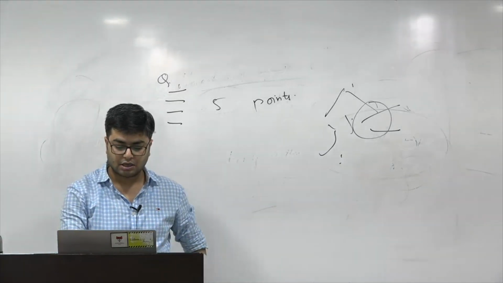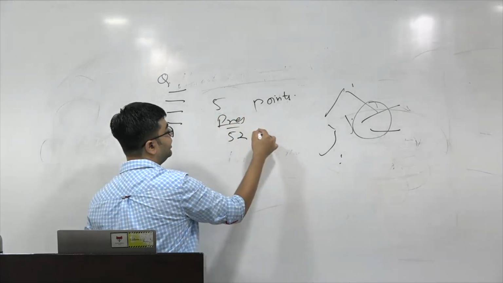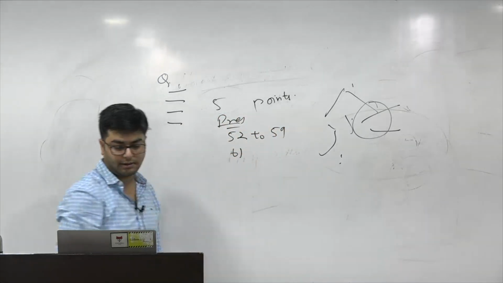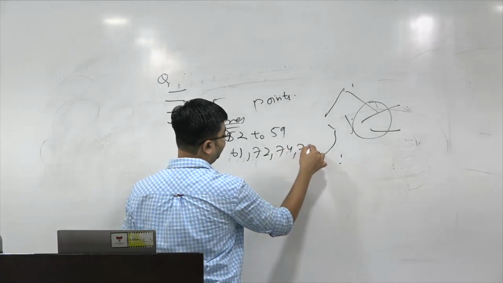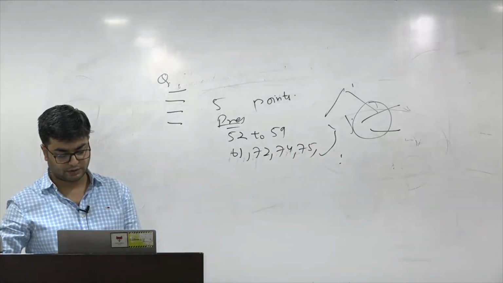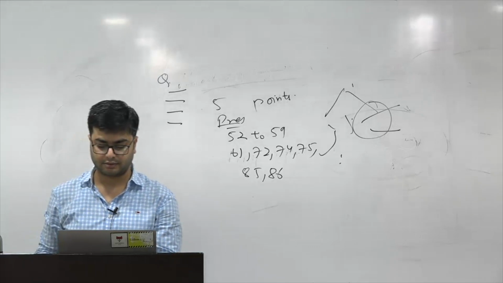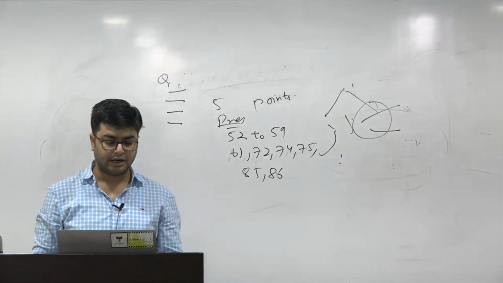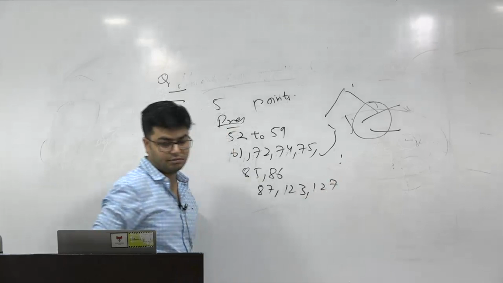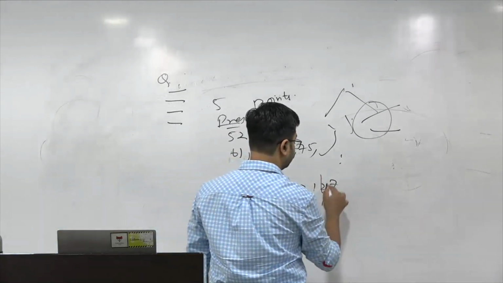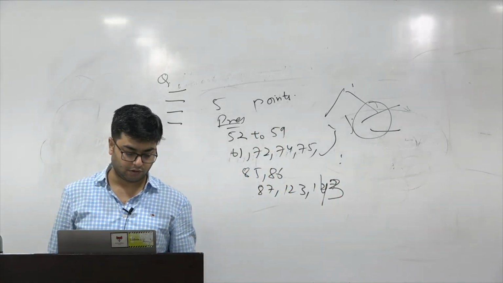Okay. Again, Article 52 to 59, President, 52 to 59, 61, 72, 74, 75, 85, 86, 87, 123, 127. No, 123, 143. Okay.